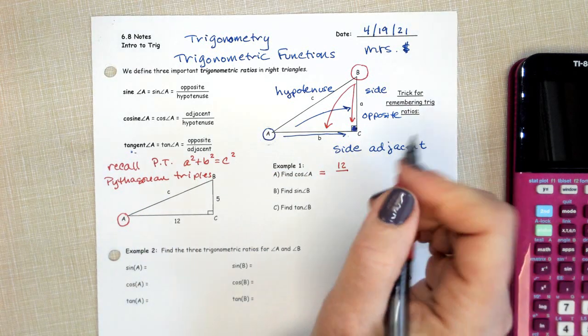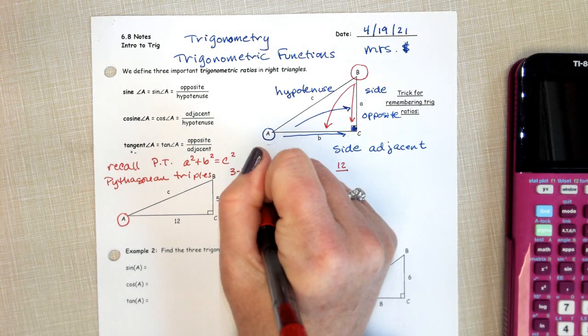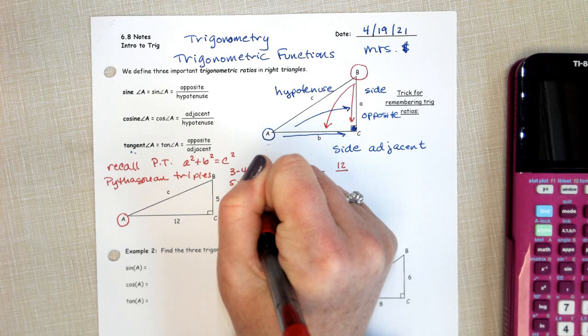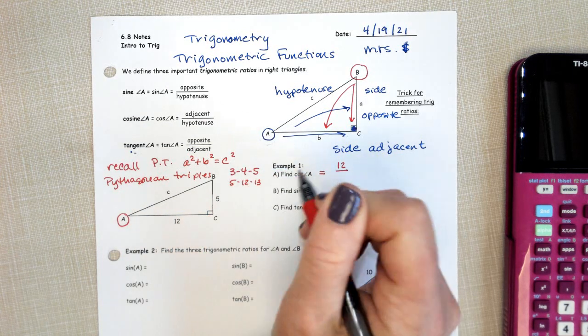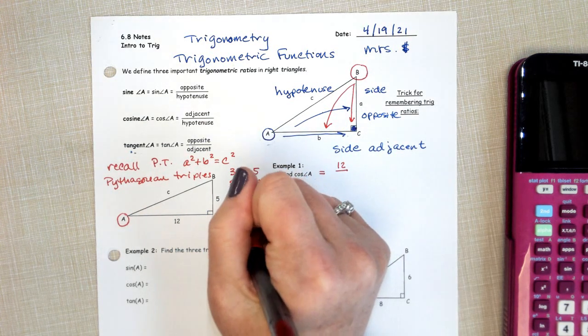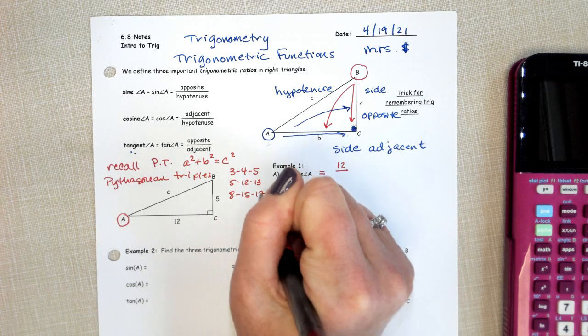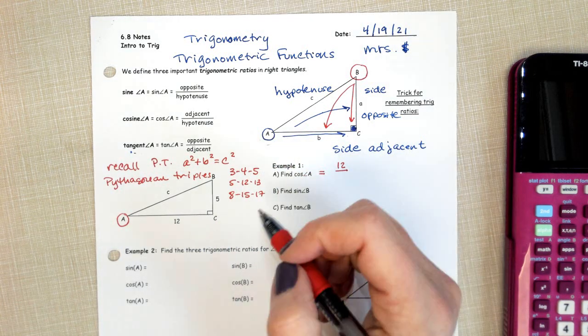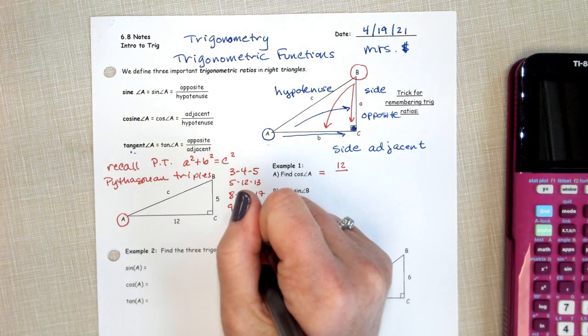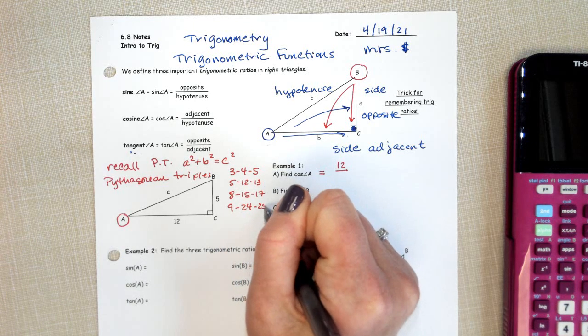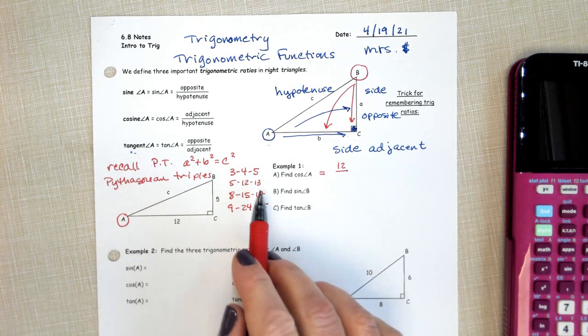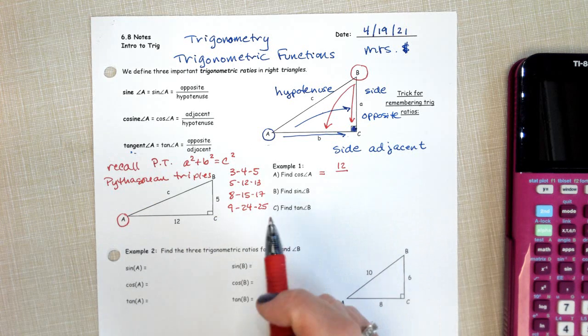So a couple of our triples are 3, 4, 5, 5, 12, 13. What's another one? 8, 15, 17. These are some really common triples. And then they're multiples: 9, 24, 25. I mean, there's an infinite number of triples. If you want to think less than 100, there you go.